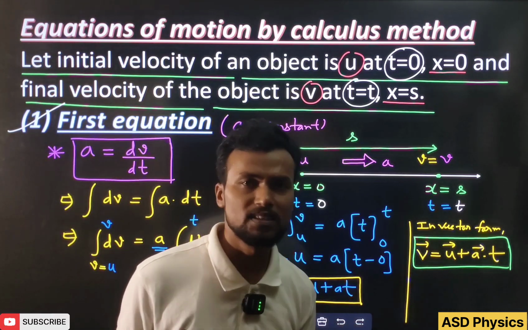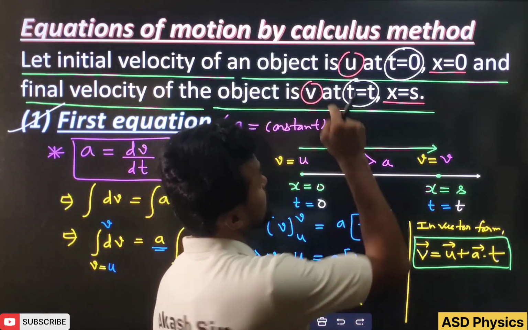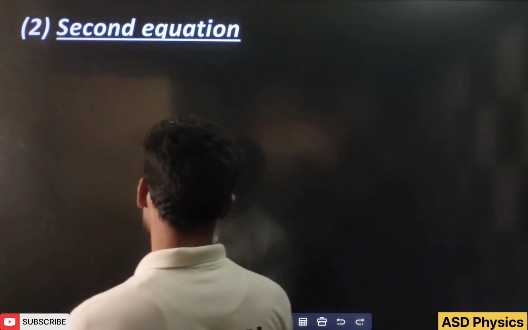In all the situations, we can use this equation here. Okay. So students, here we have just to do the derivation for the first equation. By which method? By the calculus method. Okay. Great. Now the second equation.